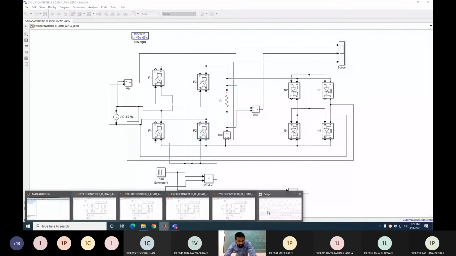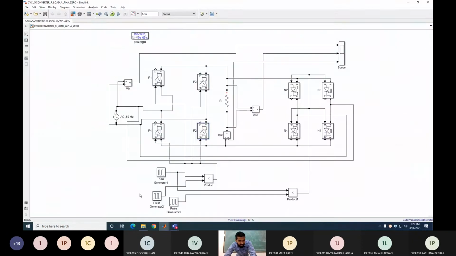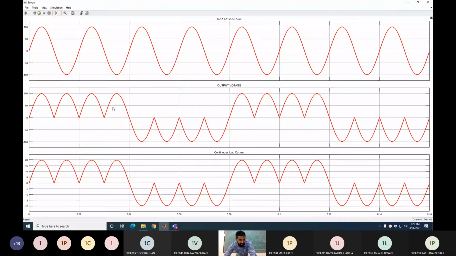And in the second half of the supply, which is negative, you still get positive output because of conduction of P3 and P4, because P3 and P4 come into forward bias with the negative cycle of the supply. Clear? Same way again P1, P2 and P3, P4. Clear? So in the first 2 cycles you get positive. Same way in the next 2 cycles, third and fourth, you get the negative output. Supply is positive, but you require negative voltage.